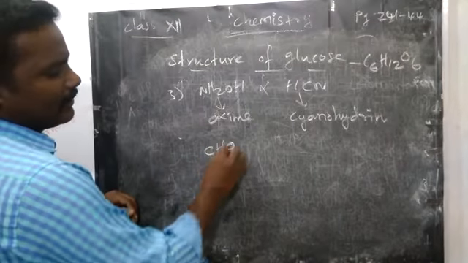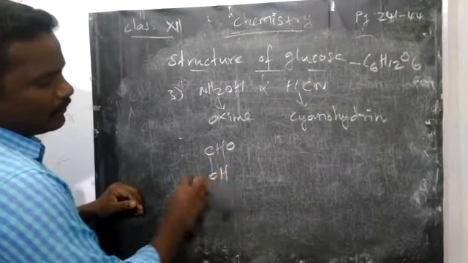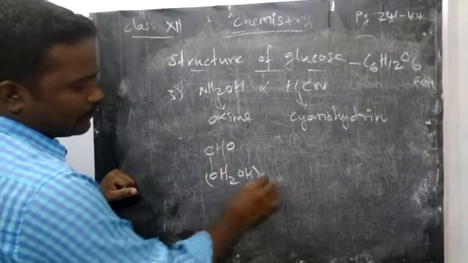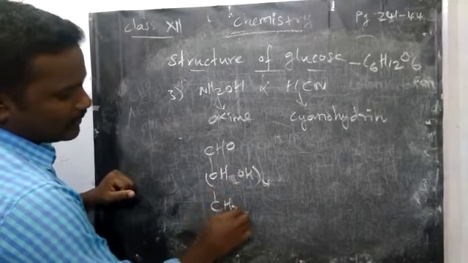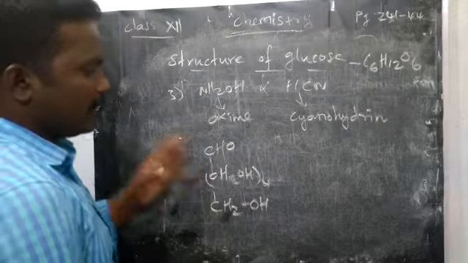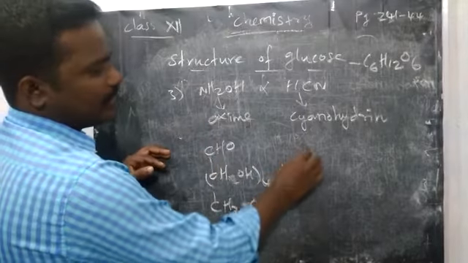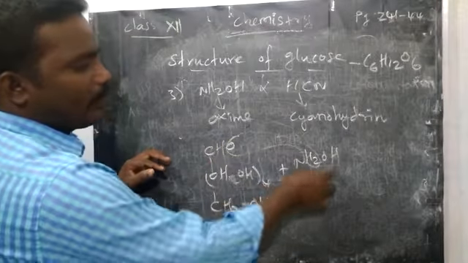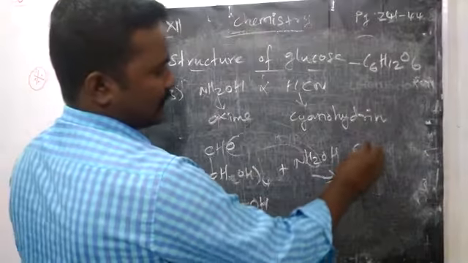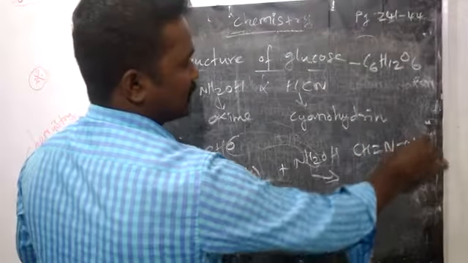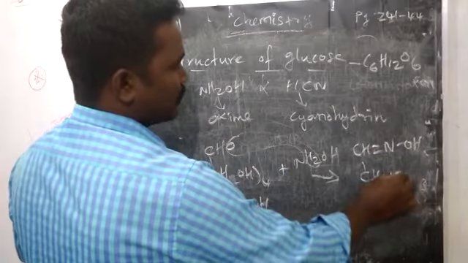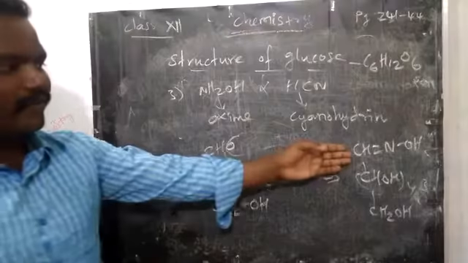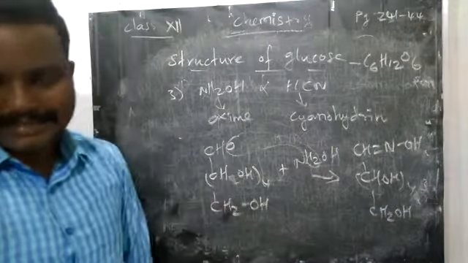Glucose you can write CHO, CHOH four times, CH2OH. Actually, the reaction with hydroxylamine, that means NH2OH, what will happen? It will go off as water. So CH double bond NOH will form, with the same CHOH four times and also CH2OH. So we will get the oxime product, glucose oxime.